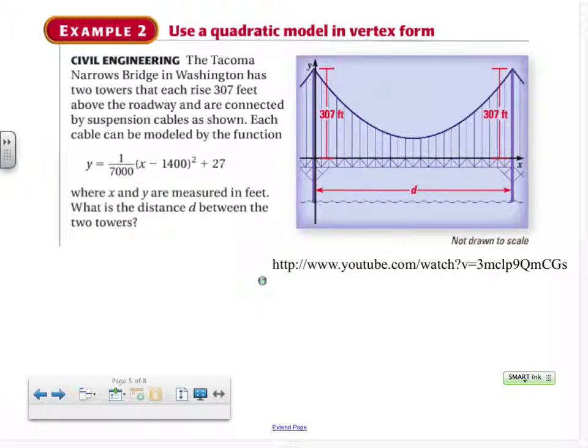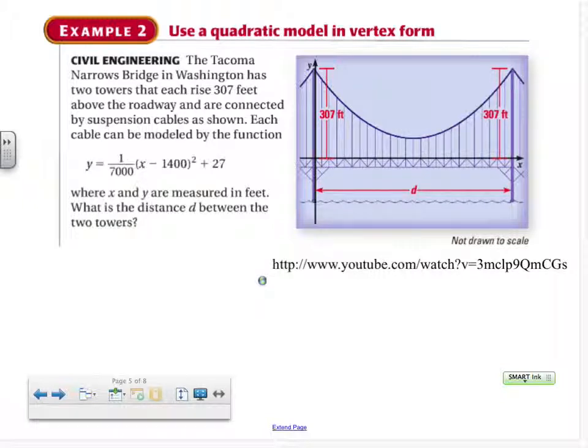But we got the Tacoma Narrows Bridge in Washington. It has 2 towers that rise 307 feet above the roadway and connected by suspension cables. All right? The cable's modeled by the function shown. X and Y are in feet. What is the distance between the 2 towers?